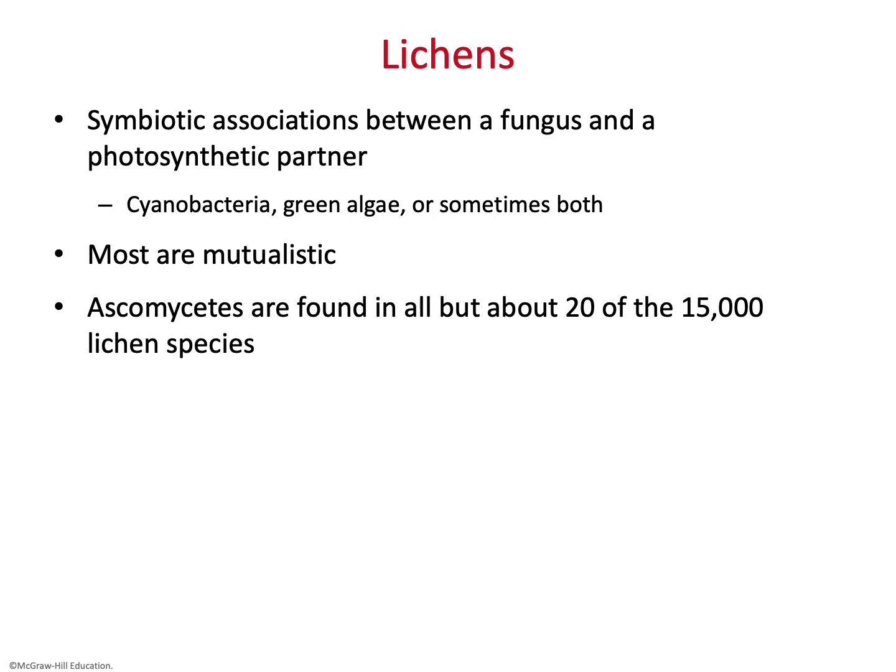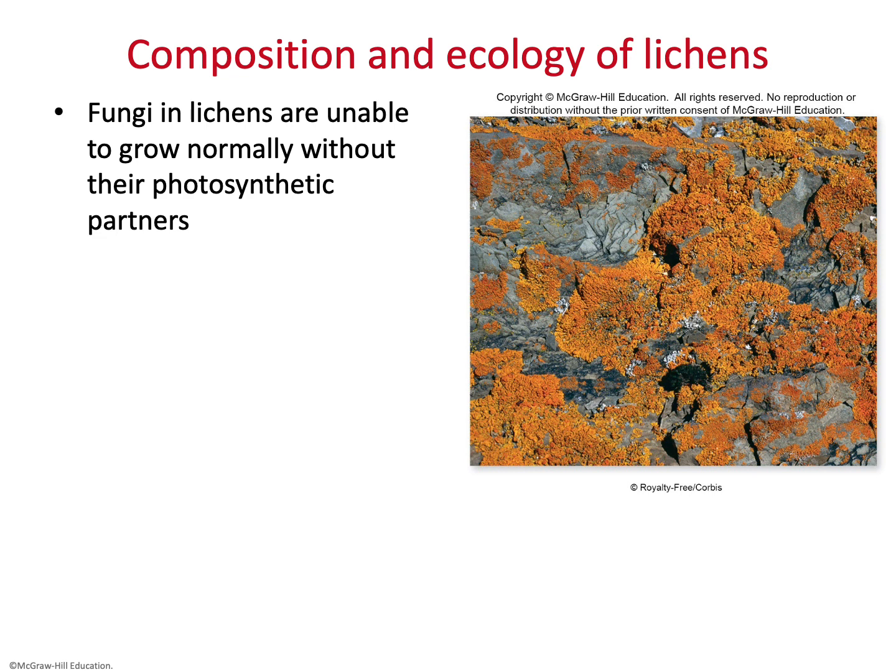Another relationship that fungi have is lichens. You might have heard about lichens before. Lichens are an example of symbiosis between a fungus and a photosynthetic partner. Many lichens are mutualistic, but some fungi can be parasitic on their photosynthetic partner. Ascomycetes are found in most lichens as the fungal partner, while the photosynthetic partner can be cyanobacteria, green algae, or both. So the relationship of fungi and their photosynthetic partner is pretty interesting in a lichen. We are going to further look into the composition and ecology of lichens.